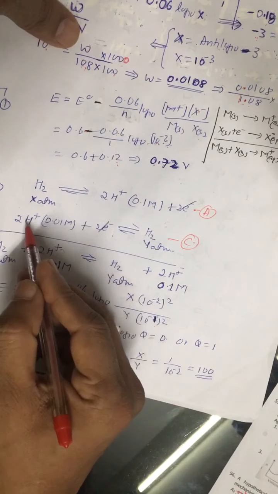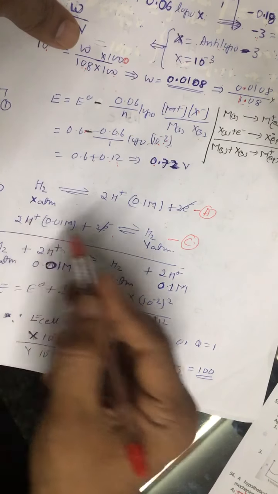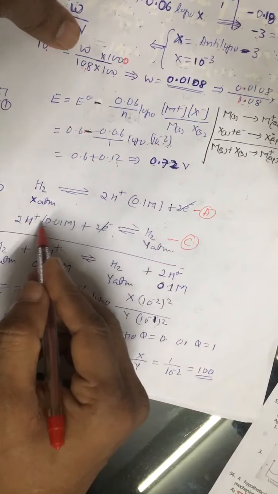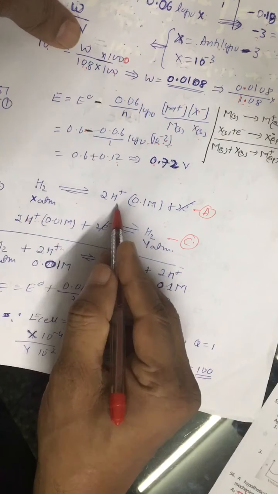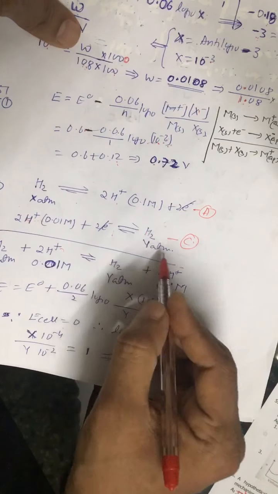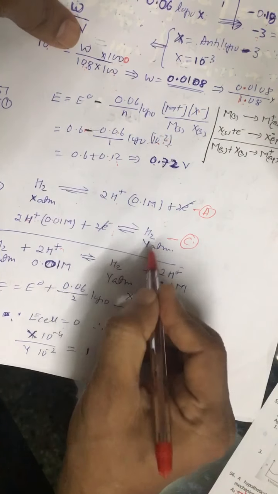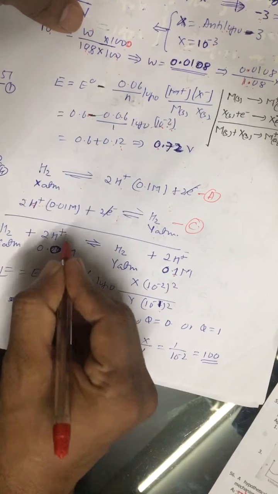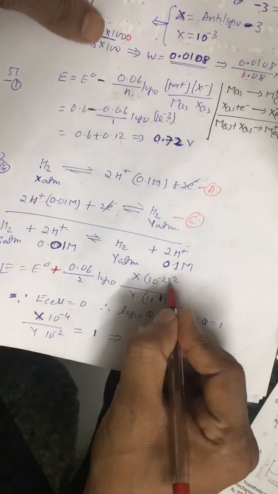0.01, this is the concentration at cathode. Alright, and then this is at anode, this is concentration of cathode, and twice of H positive, this is 0.1 molar, and H2 Y atmosphere. So again, if you take positive sign, this reactant portion goes to this thing.